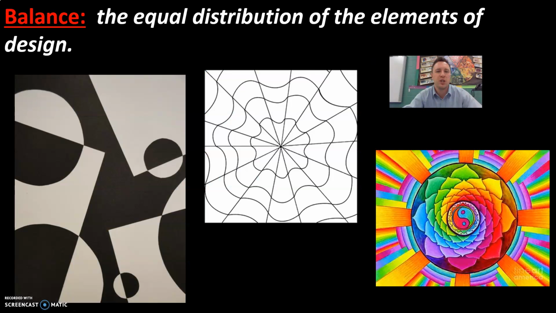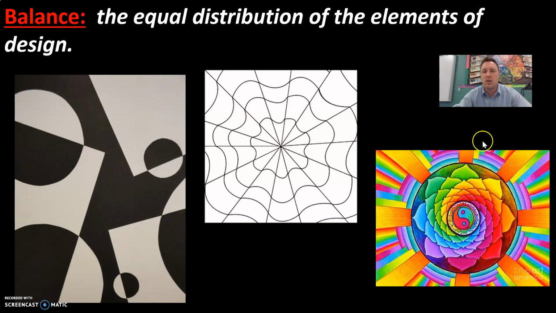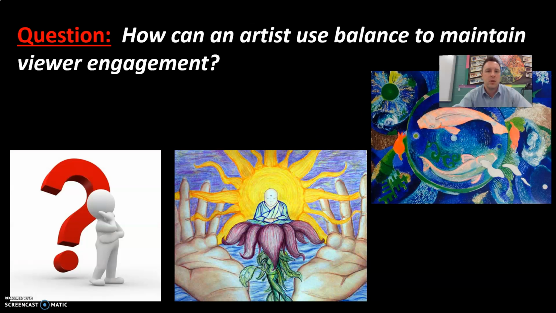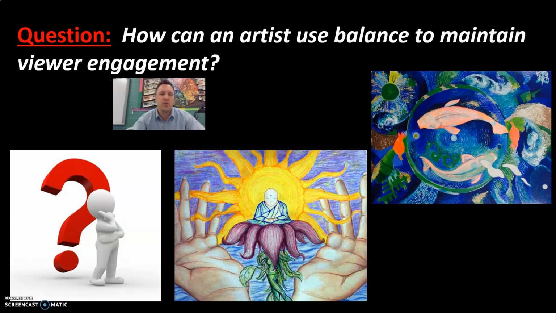Balance: the equal distribution of the elements of design. So when you equally use color, you equally use line throughout the artwork, you equally use shapes. You want to make sure your artwork is well balanced and the whole space is filled with color, lines, shapes, subjects. And then, how can artists use balance to maintain viewer engagement?